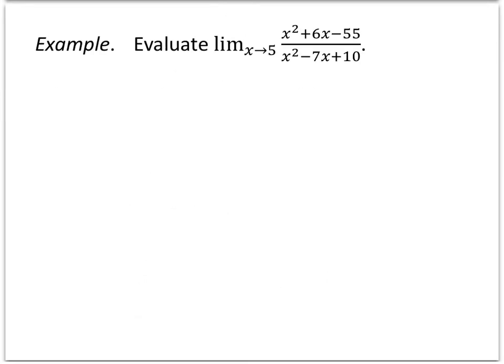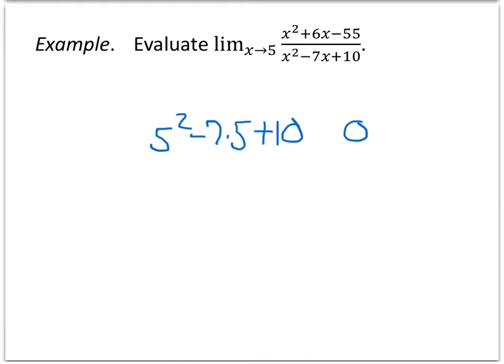For our next limit, we have something a little bit more complex. Two quadratics as a fraction. All right, so I'm going to do the same thing. I'm going to see what happens if I substitute 5 in the denominator. Well, I'd have 5 squared minus 7 times 5. Now let's just stop for a moment. 5 squared is 25. That's minus 35, so I'm at -10. And when I add 10, I get 0.